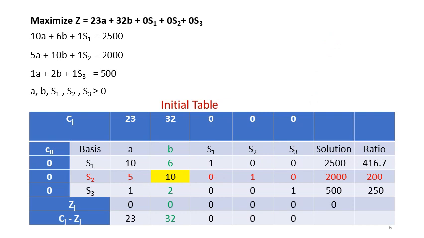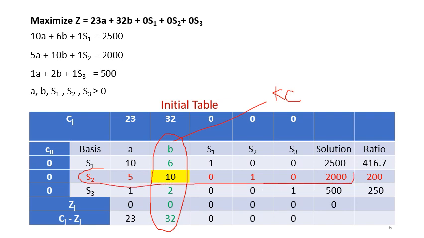So this will now become your key column, KC. And this will now become your key row, KR, because the least ratio corresponds to this. And the intersection point here will become your key element or the pivot element. This particular element 10 here will become your key element or the pivot element.